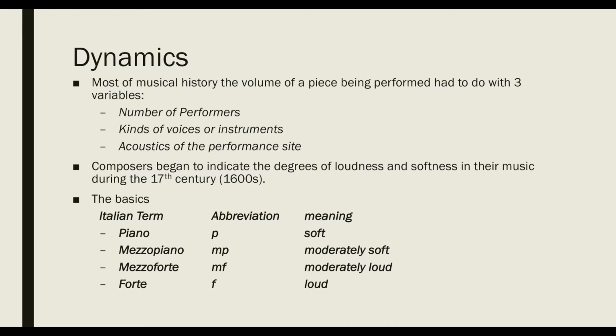So the softest something should be in music, we call that piano, all right? And the loudest, we would say, is forte. Now in between there's mezzo piano, moderately soft, and there's mezzo forte, moderately loud. Now it can go farther in both directions. It could be fortissimo, or it can be pianissimo, very soft. But all you'll need to know is piano, soft, forte, loud.